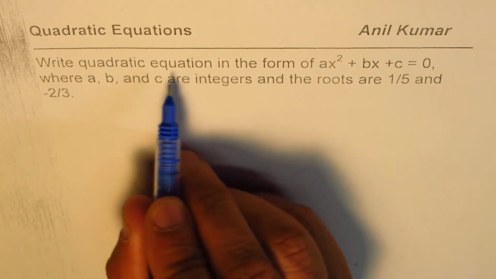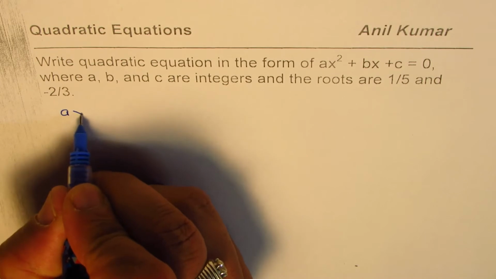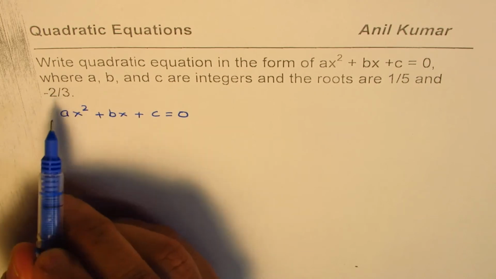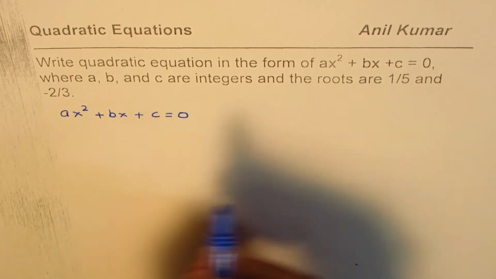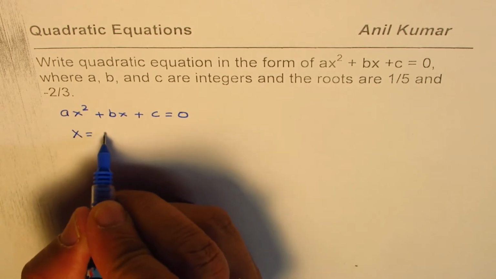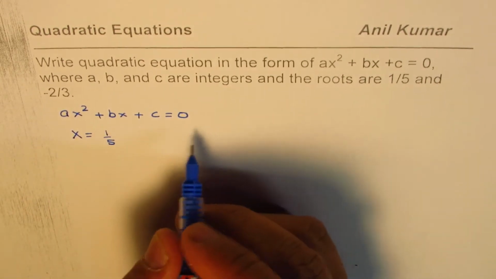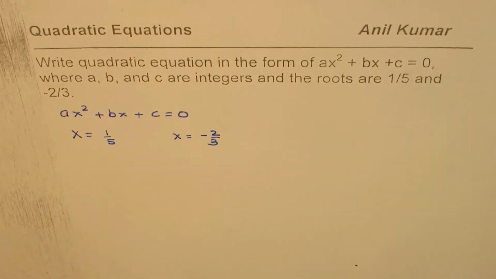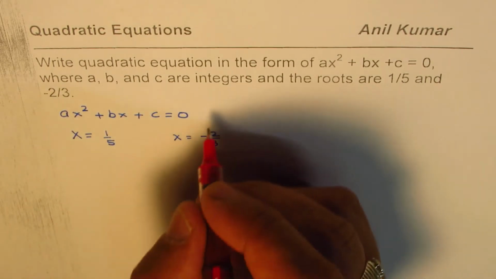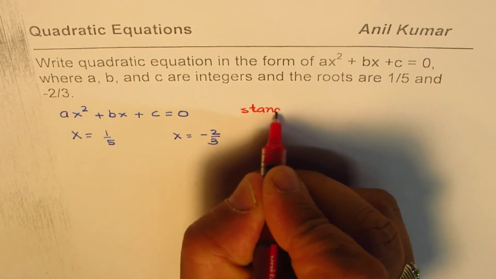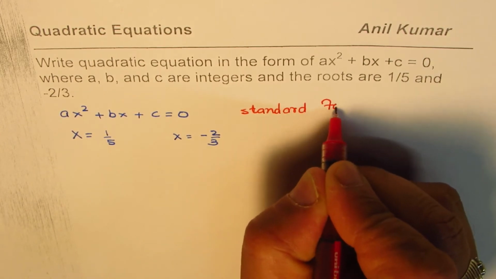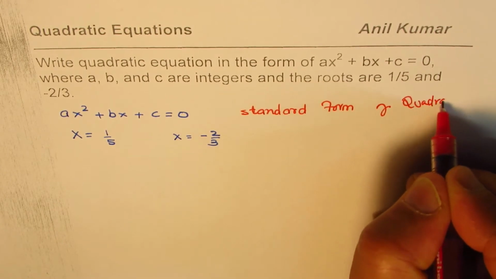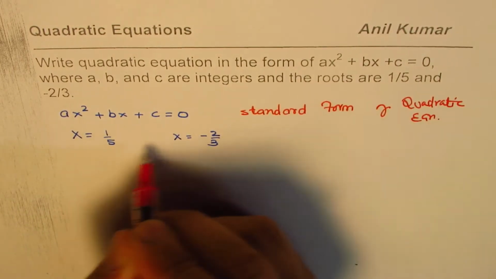So what we need here is a quadratic equation in the form of ax squared plus bx plus c equals 0, and we are given two roots. One root is at x equals 1 over 5 and the other root is at x equals minus 2 over 3, right? So these are the roots given to us, and that kind of equation is called the standard form of a quadratic equation, right? And these are the roots.